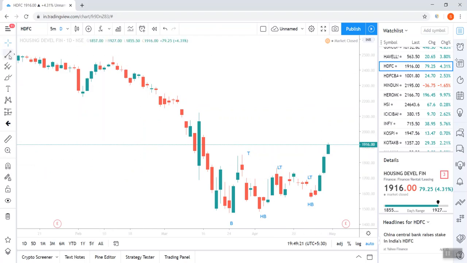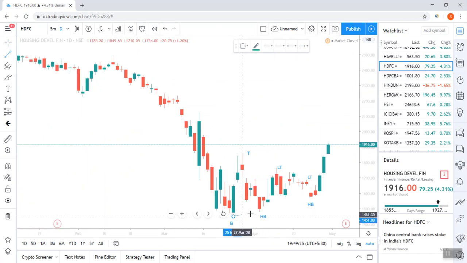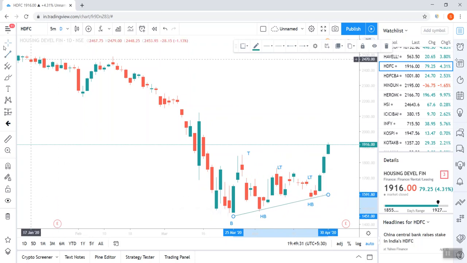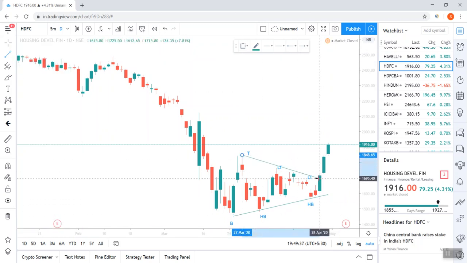So what exactly can I draw here? Just go to the trend line tool and join all the bottoms here, the higher bottoms, and then at the same time join all the tops. We can see the top, the lower top, followed by the lower top. So you can see this is exactly the symmetrical triangle which has been formed.